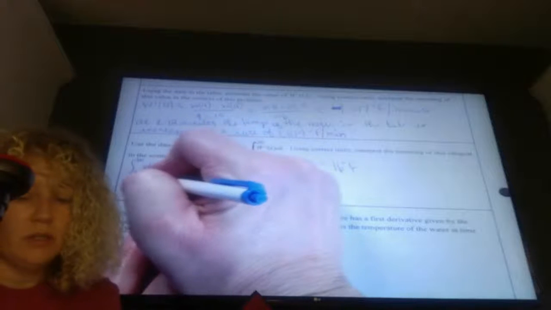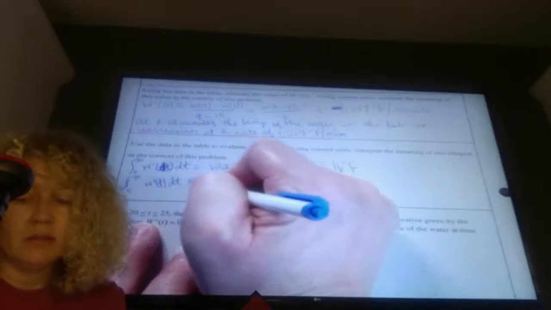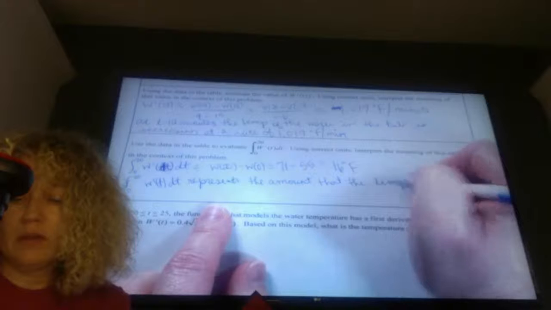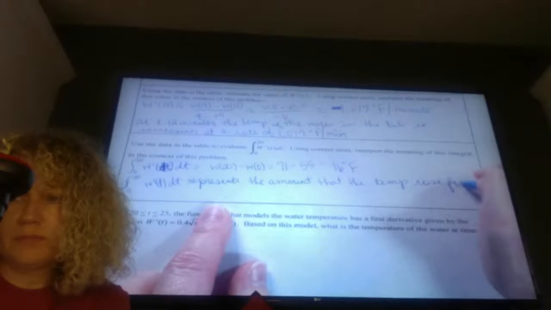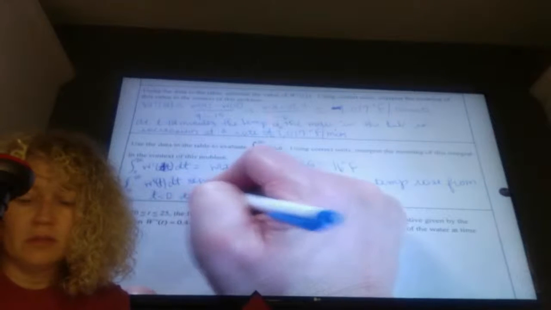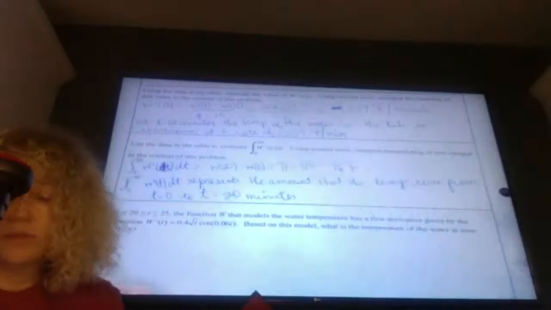So the integral from 0 to 20 of w prime t dt represents the amount that the temperature goes from 0 to 20 minutes. I might try to move this to that side. All right.